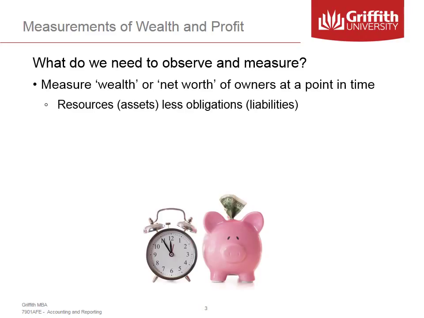Now the measure of performance, which for us is profit, is a measure which spans a period of time. So the measure of profit or performance is the change in wealth over a nominated period of time. Now that performance might be positive, in which case we call it a profit, or it might be negative, and then we'll refer to it as a loss.